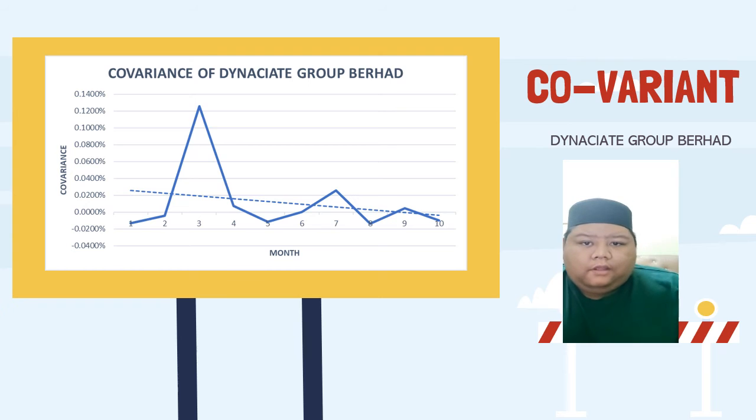And now I will show you the covariance analysis for the dynamic global health. Starting in the July, the value is negative, but we can see the increasing to the February. However, in the March, we set the record for the highest value between this 10-month analysis, which is 0.1260%.